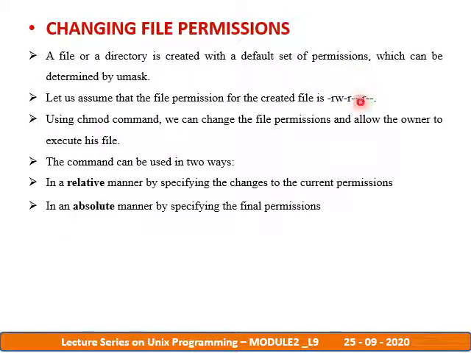So as a user, using the chmod command, remember this command name, chmod. Chmod is a command in Unix which is used to change file permissions, and it can also allow the owner to execute the file. This command can be used in two different ways: one in a relative manner, by specifying the changes to the current permissions, and the other in an absolute manner, by specifying the final permissions.